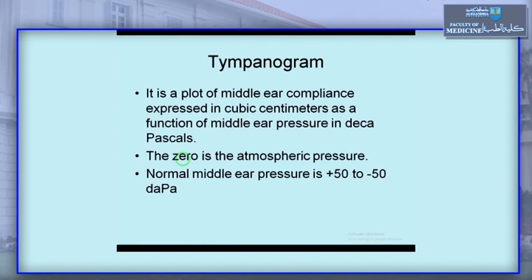You have to know the normal values for both compliance and pressure. The normal pressure of the middle ear is 0, which is atmospheric pressure. And it ranges from plus 50 to minus 50 decapascal. That's the unit of the pressure. That's the normal pressure. The normal compliance ranges from 0.3 to 1.7 cc.